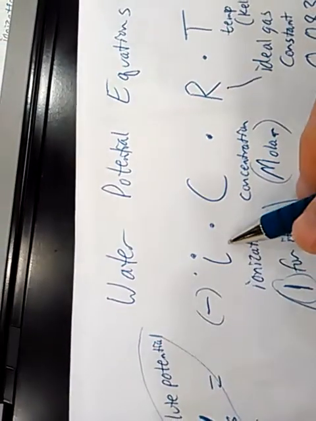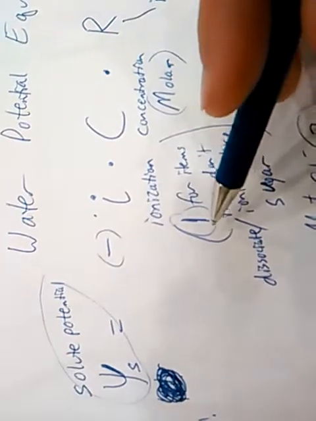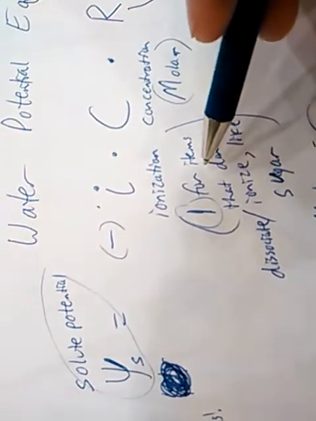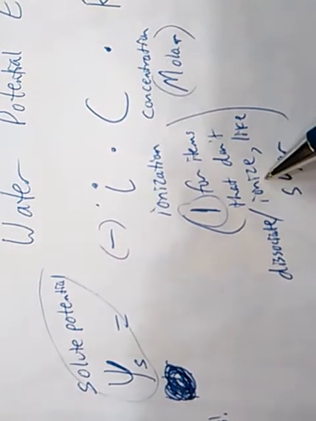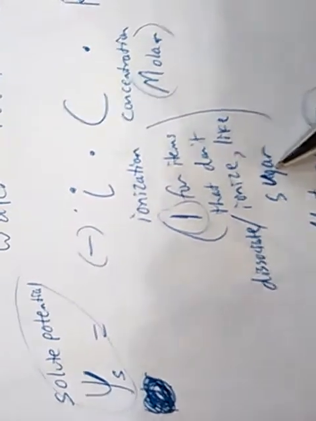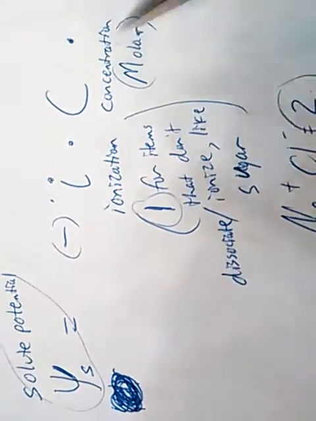So negative i times C times R times T. The i stands for ionization. A lot of the time, you're just going to use a 1 right here. So if you've got something that doesn't dissociate or doesn't ionize into 2 parts, like sugar, which we'll use in a few of our problems, then you just pop a 1 in there. 1 in an equation doesn't change anything.